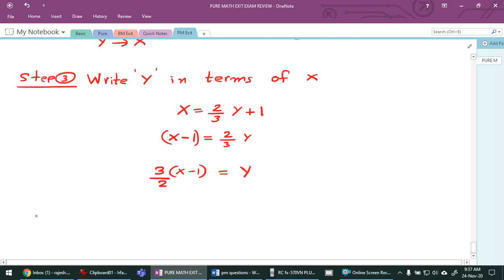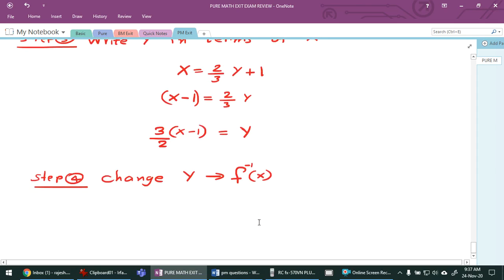Now step 4. Change y to f inverse x. So 3 by 2 into x minus 1 equal to, what you have to do? Just write y as f inverse x. So this is your answer. f inverse x equal to 3 by 2 into x minus 1. Okay, you can write in this way also. f inverse x equal to 3 by 2 into x minus 1.